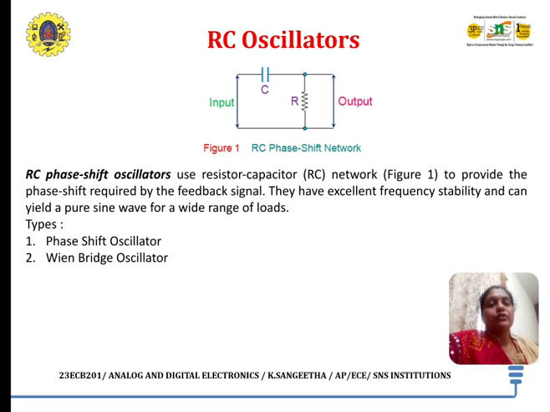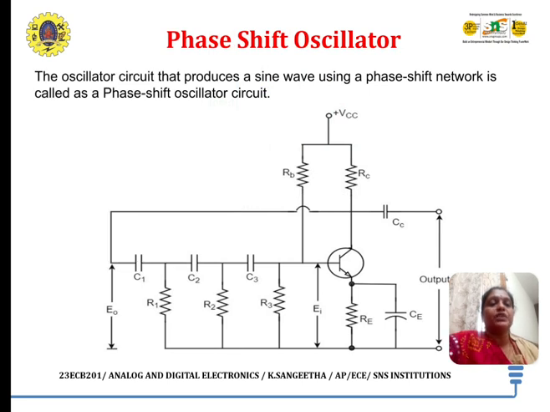There are two types of RC oscillator. One is RC phase shift oscillator and another one is Wien bridge oscillator. The main reason for using RC oscillator is that it is excellent in frequency stability, and we can use a wide range of loads. In this video we are going to discuss RC phase shift oscillator. The RC oscillator produces a sine wave using a phase shift network, and it is called phase shift oscillator.